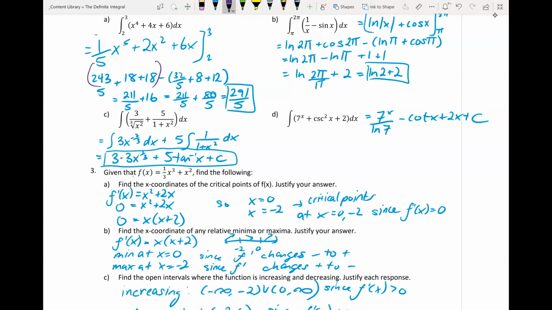Or it would be 1 over 1/3, which is still 3. Then for our next one, I pulled the 5 out of the front. The antiderivative of 1 over 1 plus x squared is tan inverse x. And then we add the constant.